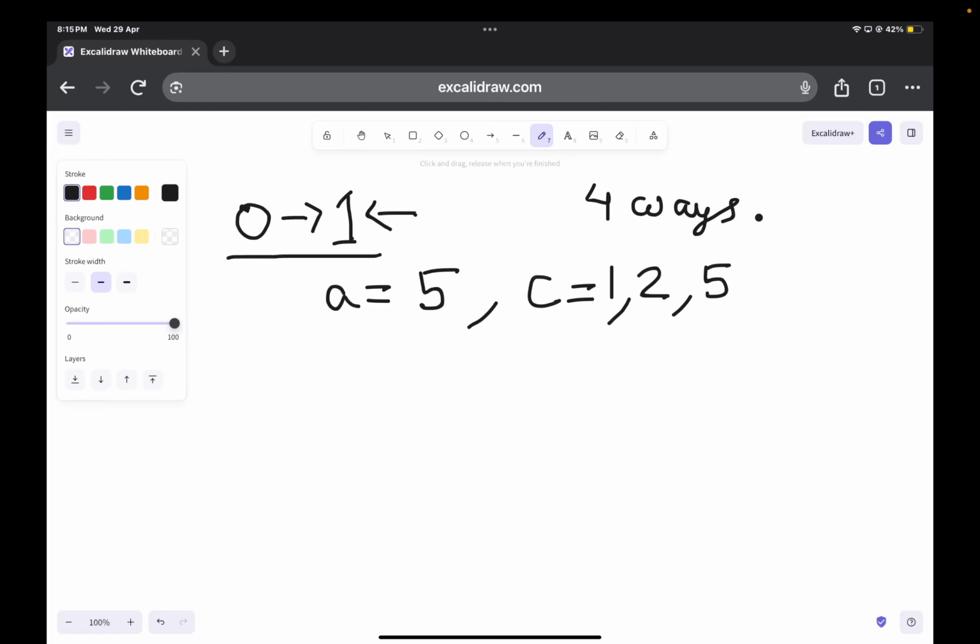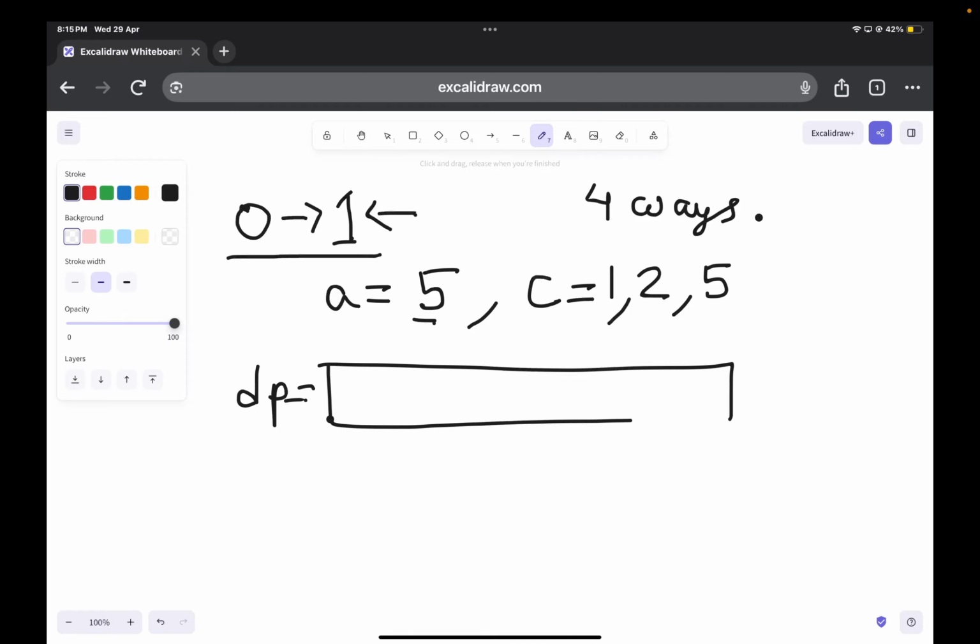So first, I will make a DP of size amount plus 1, that is 5 plus 1, 6. Why 5 plus 1? Because 0 is also one way, 1 is also one way, 2, 3, 4, and 5 are also one way each. So the total number is 6. Am I clear with this? Always plus 1.